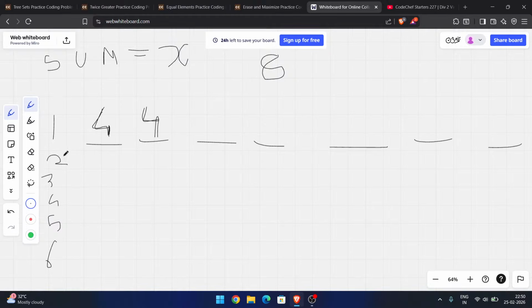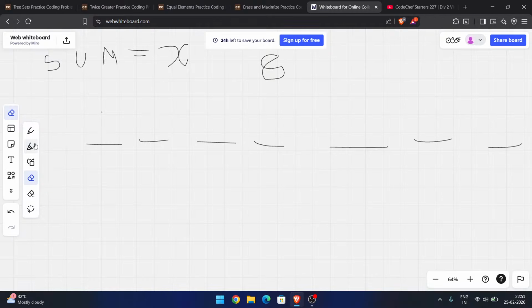Okay, so what we have to do? We are given n dices. Each dice can go from 1 to 6. So from this 1 to 6 dice, we want a number on each dice.